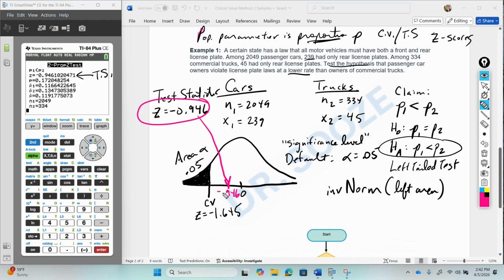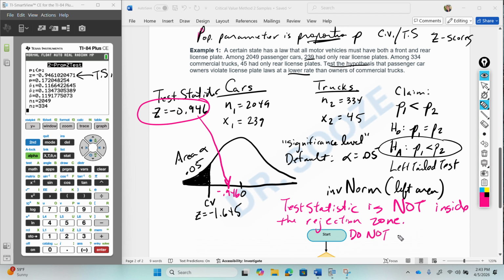If you think of it as a number line, it'd be about here. So the main thing that we get from this is the test statistic is not inside the rejection zone. If it's not inside the rejection zone, then we do not reject the null hypothesis. So we're assuming the null hypothesis is true. We do not reject the null hypothesis. Now, the fancy schmancy way to say that is fail to reject. So, i.e., fail to reject the null hypothesis.